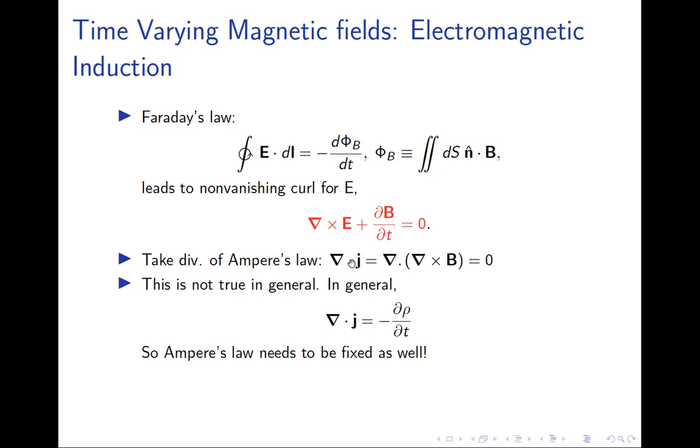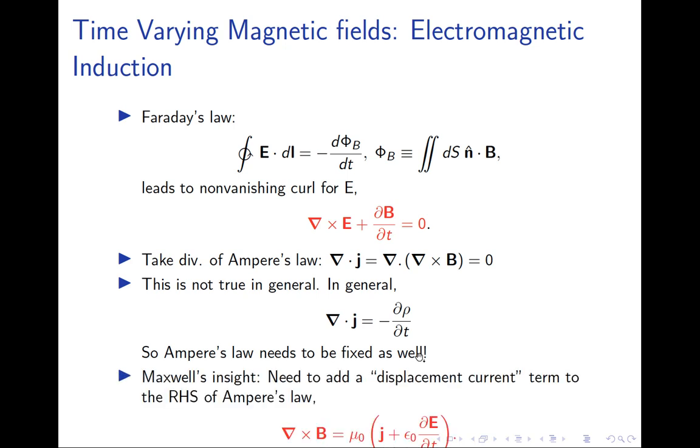The continuity equation tells you divergence of J equals minus del rho del t. So divergence of J is not 0 in general. It is only 0 when rho is constant, not a function of time. But in general, this is not 0. When you have a time varying situation, when charges are fluctuating with time, divergence of J is not 0. So Ampere's law doesn't really apply to the generic situation when you have time varying fields and charge distributions as well. So Ampere's law needs to be fixed as well.